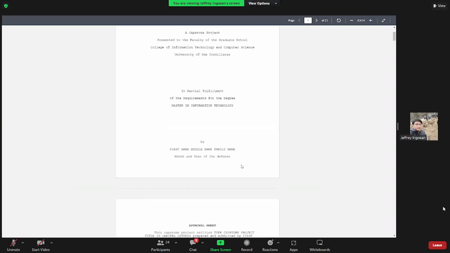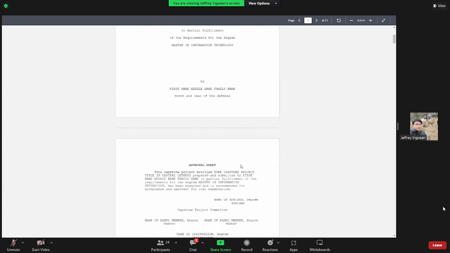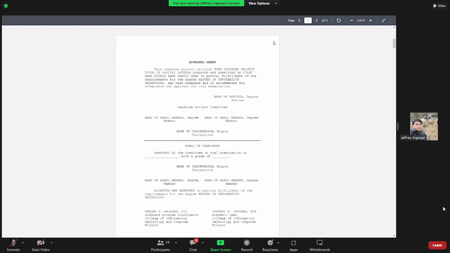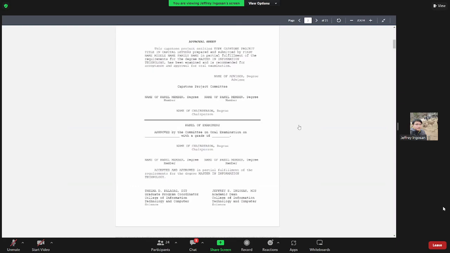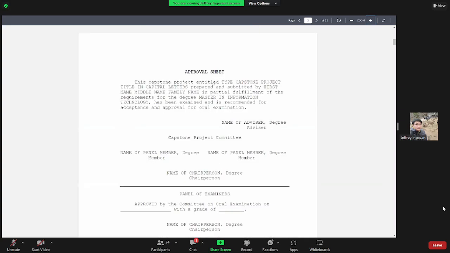Now, aside from the title page, we have the approval sheet. So this is how the approval sheet would look like. In the approval sheet, you just fill in the items that are in capital letters. So you have here this capstone project entitled, you type here the title of your study. Do not bolden the letters. Just type in capital letters, not bold.